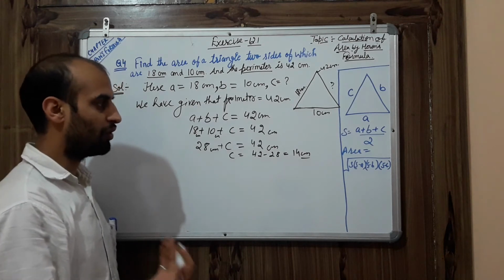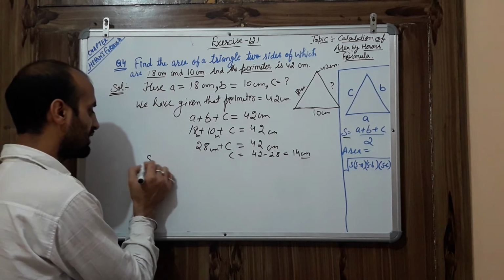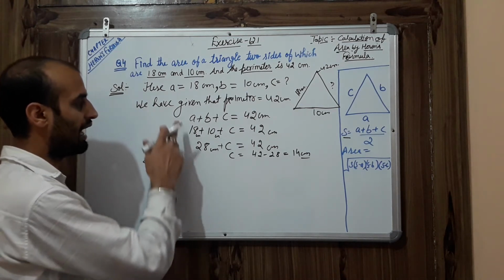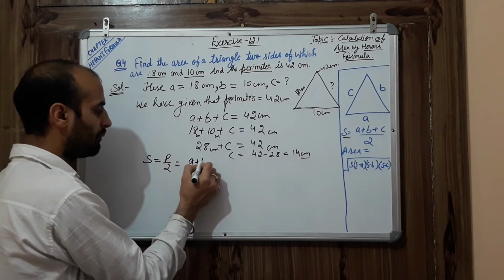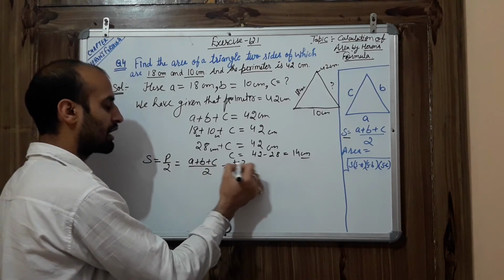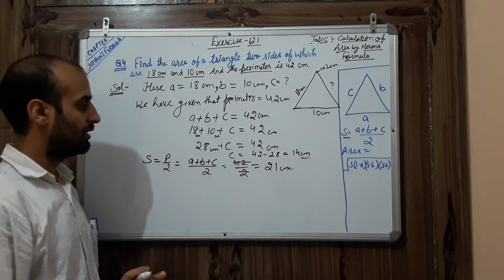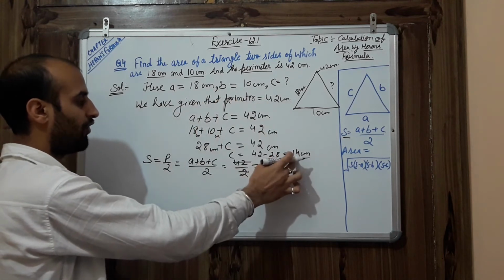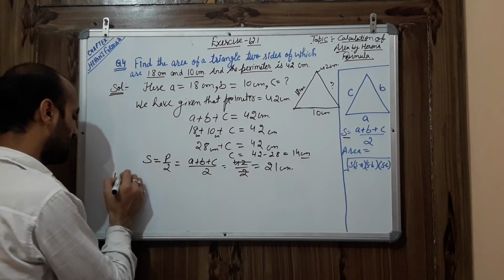So according to the formula, first we need to calculate the semi-perimeter. So semi-perimeter is S, that is half of the perimeter, simply. Or you can add A plus B plus C, this is 42. Already we have the sum of A plus B plus C by 2, that is 42 upon 2. Cancel out, you will get 21 centimeter. So now we have all values. A, B, C is clear. A value 18, B 10, C we have calculated 14. So now substitute the value.